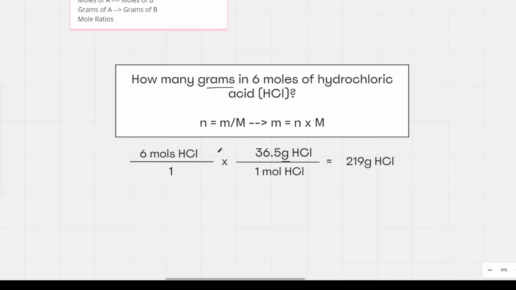But back to this, 6 moles of HCl, which is our given information, multiplied by 36.5 grams of HCl over 1 mole of HCl. So here, the problem is flipped because we want to end up with grams. So what we do is we cancel out moles and moles. That leaves us with just numbers. Numbers multiply or divide or do whatever they need to do. And that means that we have 219 grams of HCl in 6 moles of it.